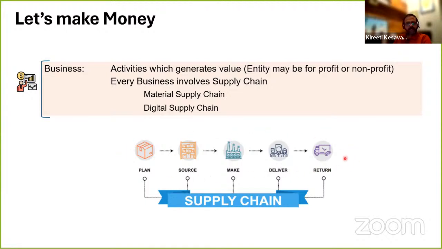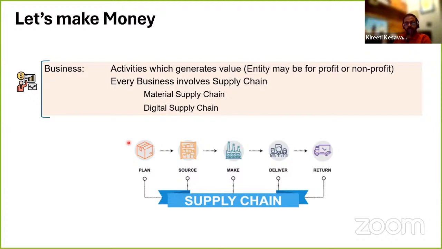This is the business cycle of any particular company, no matter what material or product they're manufacturing. What is important to understand here is that you're applying your analytics and data science in each of these sections. How are you planning? What is your demand forecast for the next quarter? That decides how much raw material you need to buy, from whom you're buying it, from how many suppliers you need to buy, and how much you buy.